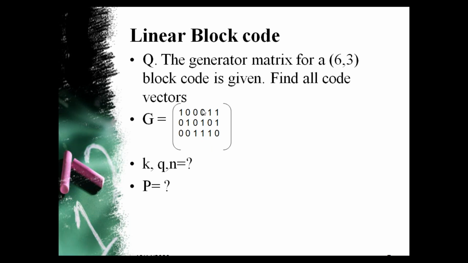Here we can see the initial part, it is an identity matrix: 1 0 0, 0 1 0, 0 0 1. That is a third order identity matrix. Therefore, the remaining part is the P submatrix of this generator matrix: 0 1 1, 1 0 1, 1 1 0. Here k is equal to 3, and q is equal to 3, that is n minus k, where n is equal to 6. Then P is 0 1 1, 1 0 1, 1 1 0. It is the P submatrix we have.